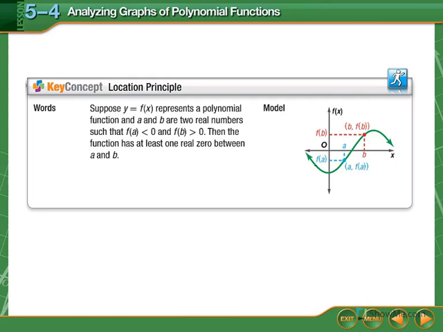Now, I've already talked about the location principle, but here's what it has in your book. You're more than welcome to write it down, but if you feel like you have it, don't worry about it.